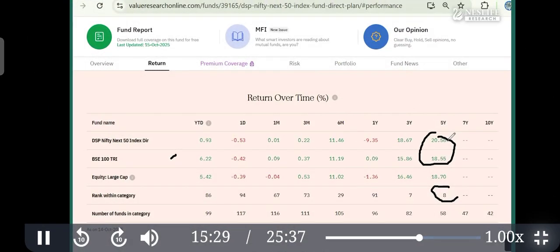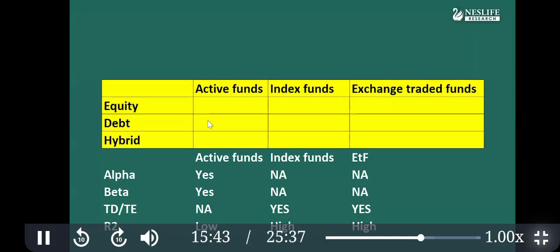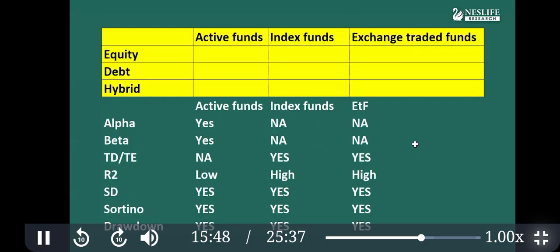If it is less than the index, then it is not performing well. Even despite being a passive fund, they are doing some turnover and churning. So that is our aim, that an index fund should not do churning. Okay. So this is how you do the analysis of index funds. It is more or less the same as active funds, but there is a little difference.